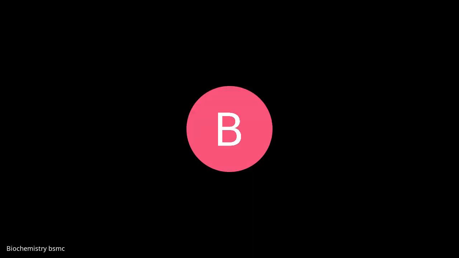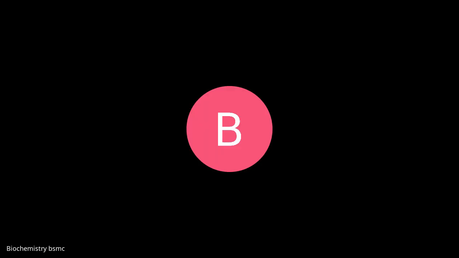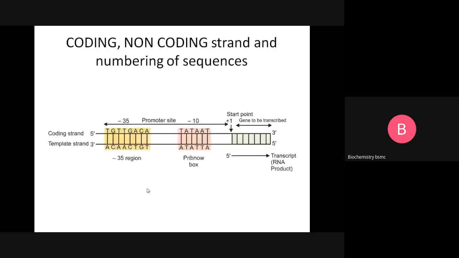So let us go to the discussion. So far we know the initiation of transcription: what the promoters are, what the closed complex is, and what the open complex is. Now coming back to one slide, these are the promoter sites. What is the Pribnow box? What is the -35 region? Why is it +1? These are all discussions we have done.